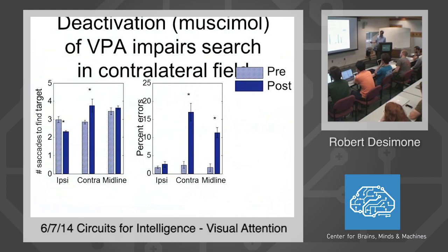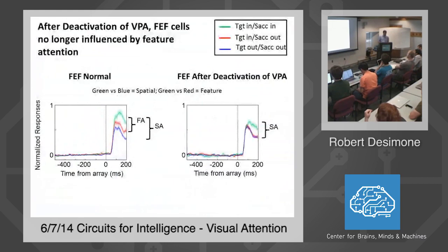Let's just look at errors for a minute. You can see these are errors in the contralateral field, which are much larger than when the animal is looking for it in the other hemifield, and extends to the midline as well. And it takes the animal more saccades to find the target if it's in the field contralateral to the deactivated side. Okay, so that's good. So behaviorally, the VPA seems to play some role.